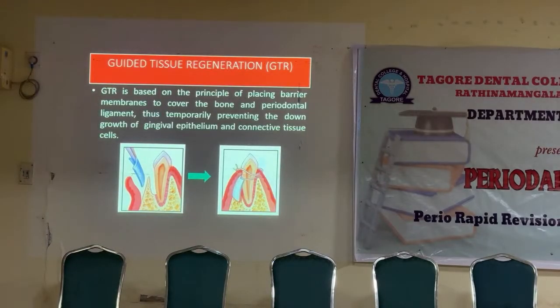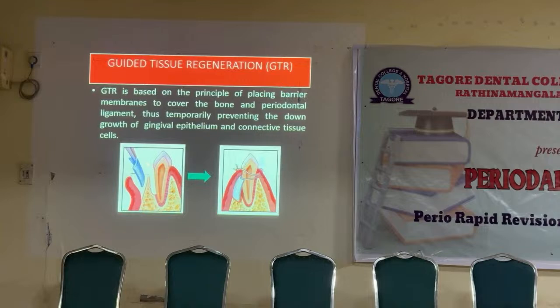So what is GTR? A very, very important viva question. If there is a defect, you don't put any bone graft there. You keep a membrane. You place it in between the alveolar bone and the gingiva to prevent the downward growth of the epithelium. If you don't keep a membrane, the gingival epithelium will come down and fill this area. That is called long junctional epithelium. It's a very soft attachment, and infections can come in again. To prevent that, you keep a membrane.